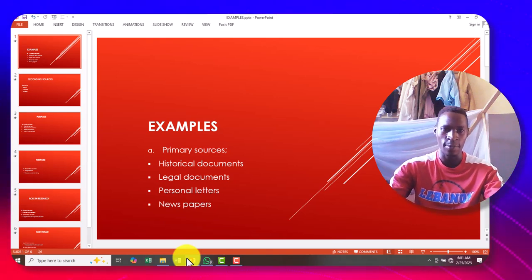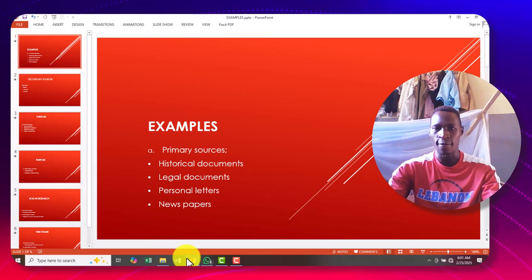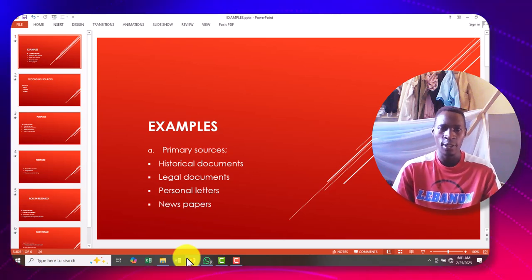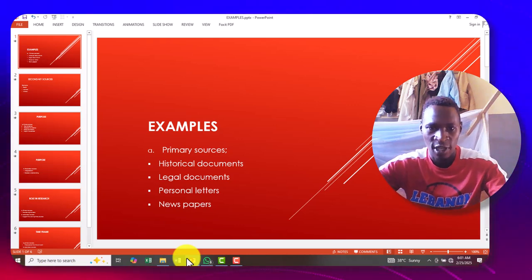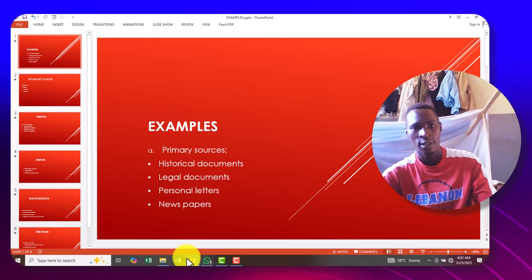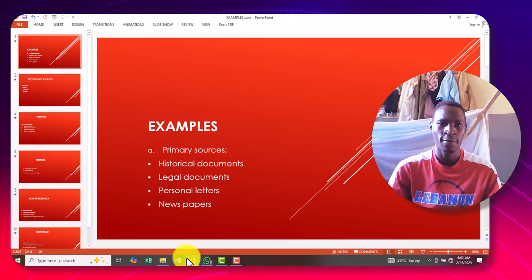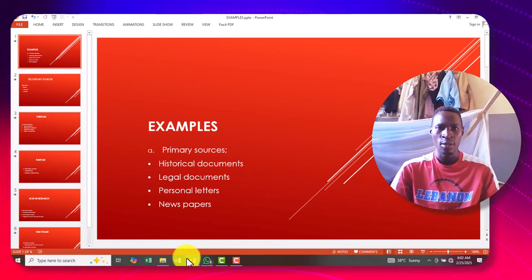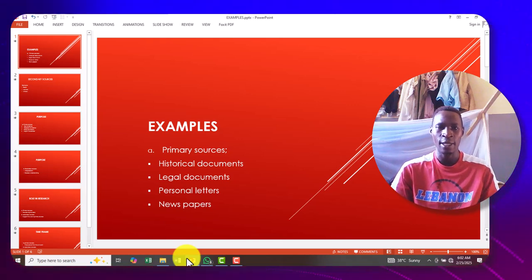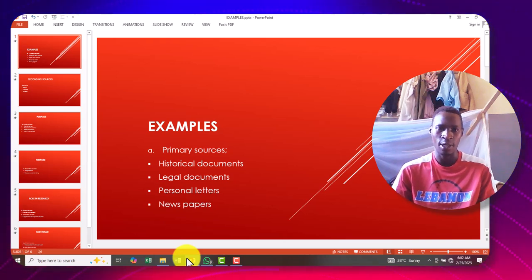Where do we get these primary sources? We have one, the historical documents, then two, the legal documents. To add on that, we also have the personal letters. These letters have first-hand information. Then we have the newspapers. Most of the things that are written on newspapers have evidence of the raw data that was collected from the source, and that source is what we call the primary source.